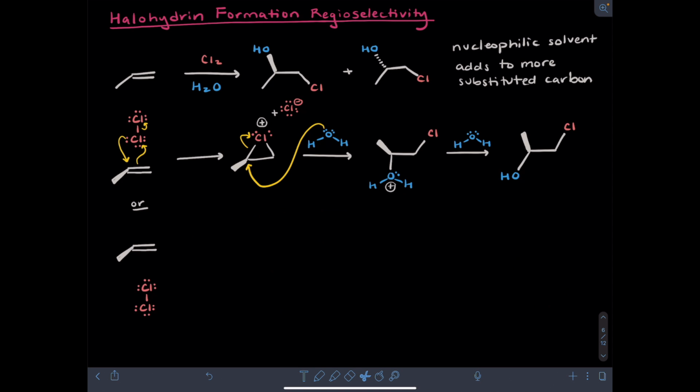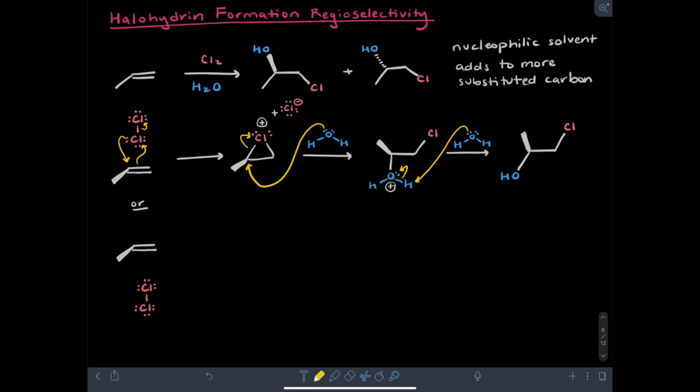To get to the neutral final product, I will have a proton transfer step. I'll use another water solvent molecule as a base to deprotonate the cationic oxygen. This would form a molecule of H3O+, and I would have my neutral halohydrin product.